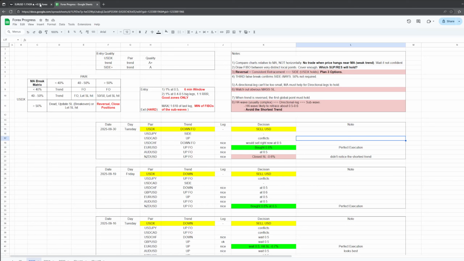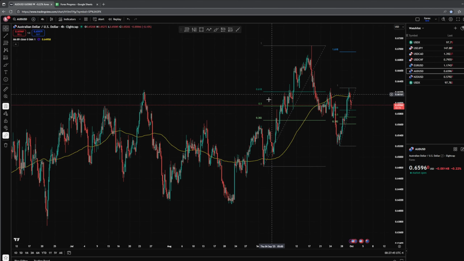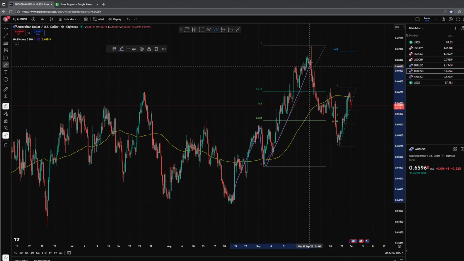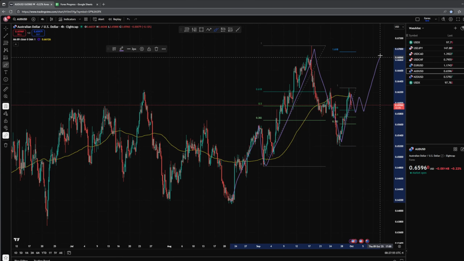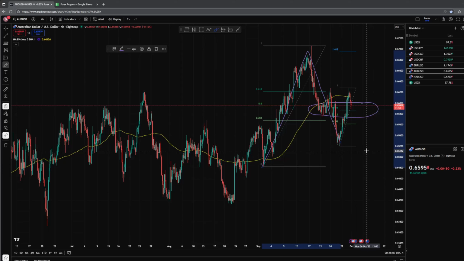Okay, let's continue. Next pair is Aussie, and so we have an up leg retracement. Now the market is doing the fake out, and it should soon return into the original trend. The market is currently at the 50% of the last up leg, and 50% retracement is a really good zone to trade. So I would highly recommend buying Aussie right now.